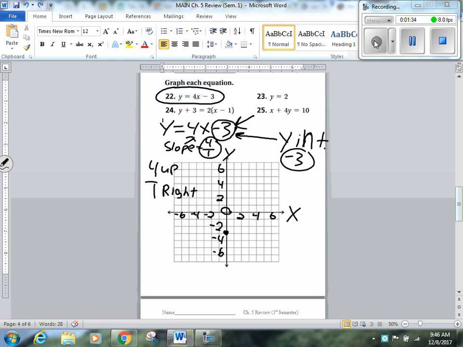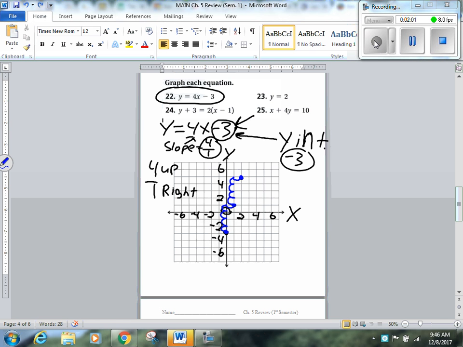So starting down here, at this point right here, I'm going to go up 4, 1, 2, 3, 4, over 1, put a dot. I have 2 dots on my graph. I like to do another one to have a better graph. So I'm going to go up 4, 1, 2, 3, 4, over 1.